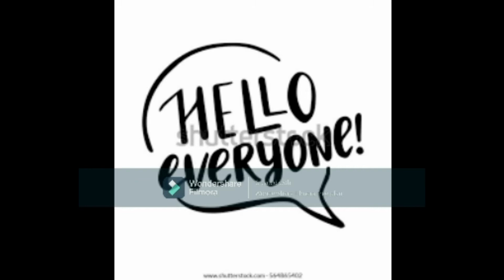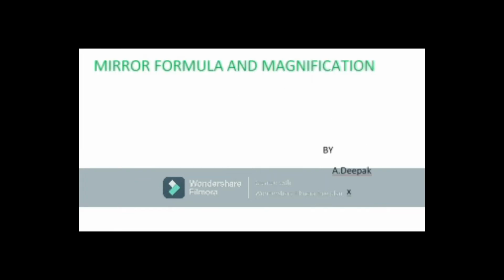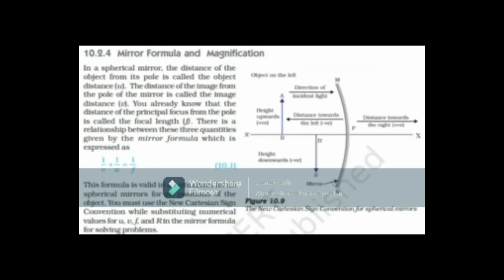I have chosen the topic Mirror Formula and Magnification. In a spherical mirror, the distance of the object from its pole is called the object distance. The distance of the image from the pole of the mirror is called the image distance. You already know that the distance of the principal focus from the pole is called the focal length.